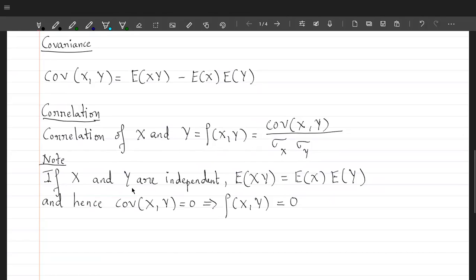Note, if X and Y are independent random variables, then expectation of XY will be equal to expectation of X into expectation of Y. So if X and Y are independent random variables, what will be the value of covariance? Since these two quantities will be the same, covariance will be equal to 0. Since the covariance value is equal to 0, the value of correlation will also be equal to 0, because the numerator will be equal to 0. Let's see a few problems.